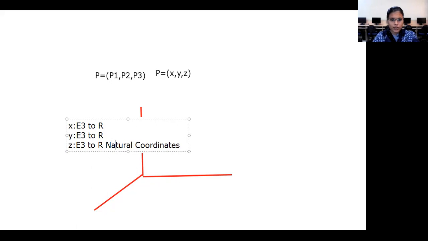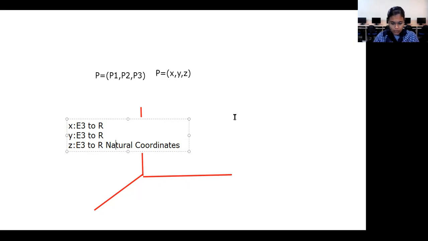We call it natural coordinates. Why is it called natural coordinates? These are simply the things which already exist. We know already that if we want to plot any point P in an E3 space, it will consist of x, y and z coordinates.